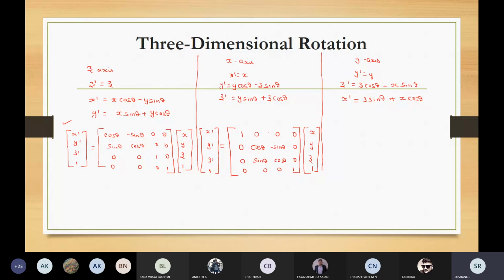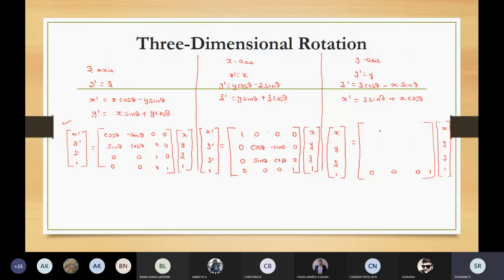Similarly for the z-axis also, and for the y-axis also, you can compute by looking at the equation, x, y, z, 1 is equal to. So this will be a 4 cross 4 matrix. From our understanding, the last row will be 0, 0, 0, 1.